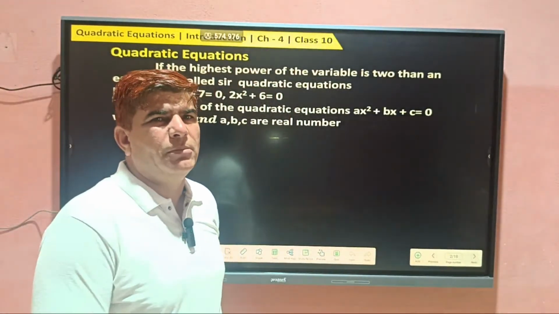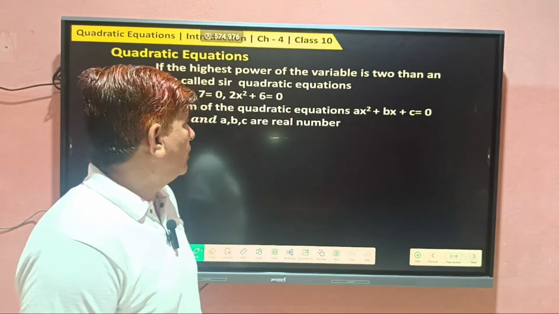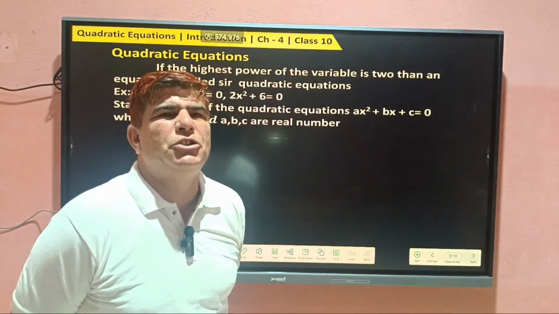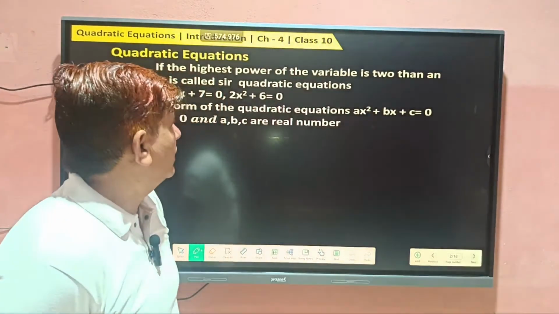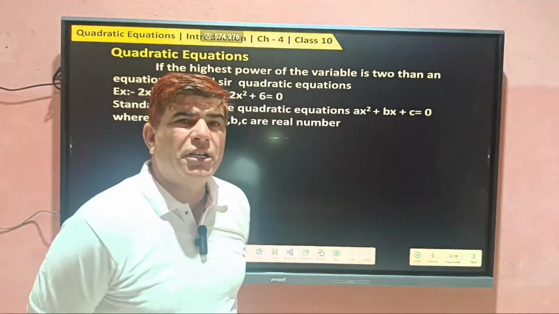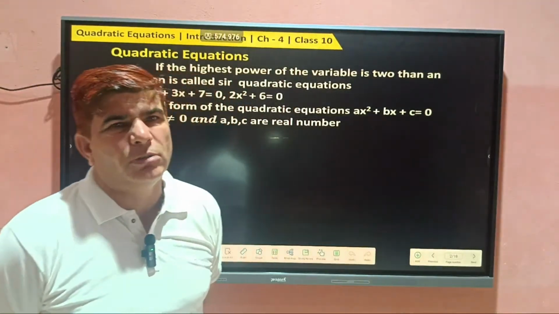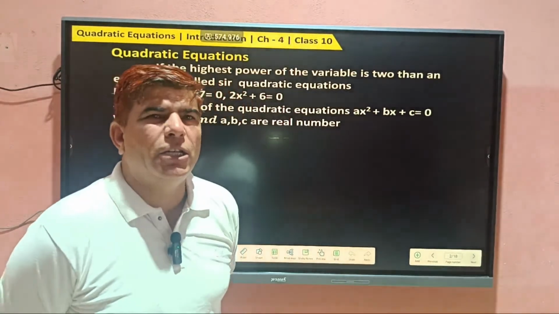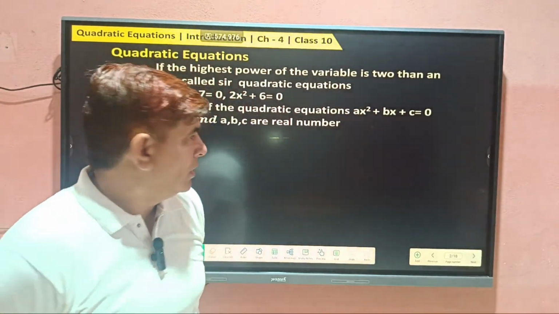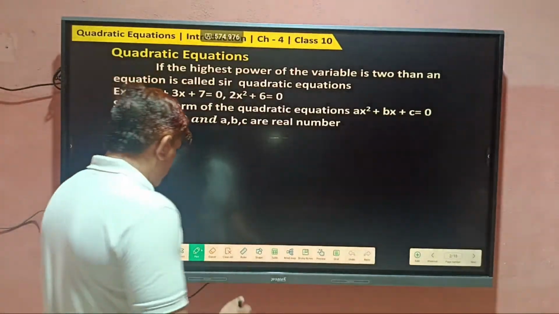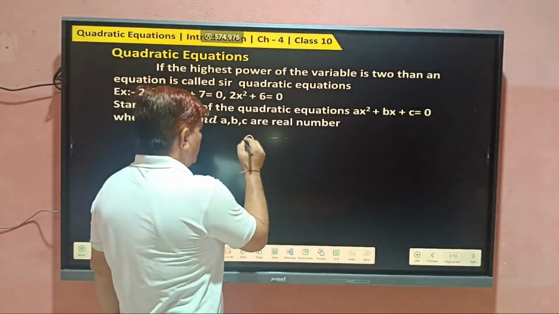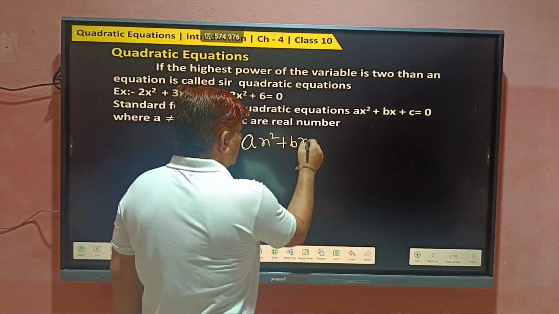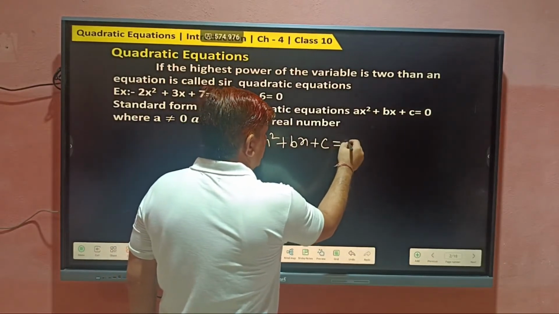I already told you in chapter number 2 and 3, what is a quadratic equation? If the highest degree of an algebraic expression is 2, then that algebraic expression is known as a quadratic equation, if you can put that equal to 0. Or we can say an equation is said to be a quadratic equation if the highest degree of its variable is 2. Standard form, I already told you. Again I can tell, this is the standard form: ax square plus bx plus c equal to 0.